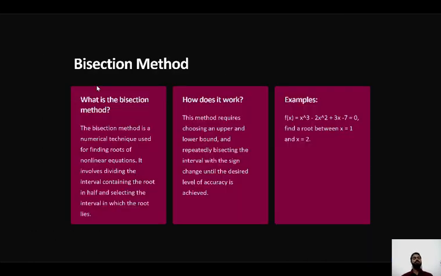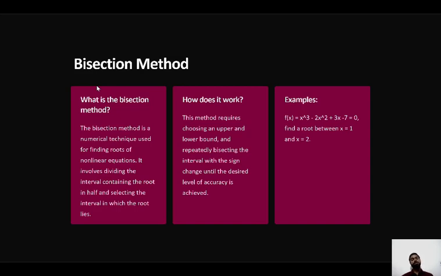Bisection method. What is the bisection method? How does it work? Examples. These are the questions we have in mind before we move on to the bisection method. The bisection method is a numerical technique used for finding roots of a nonlinear equation. It involves dividing the interval containing the root in half and selecting the interval in which the root lies.